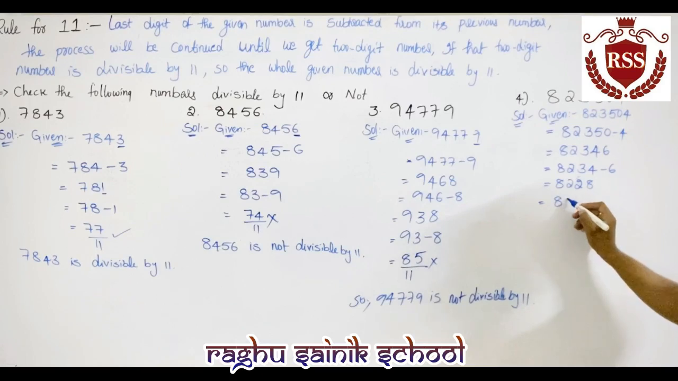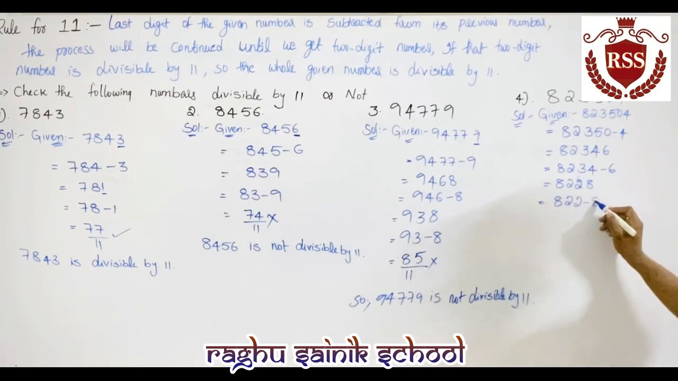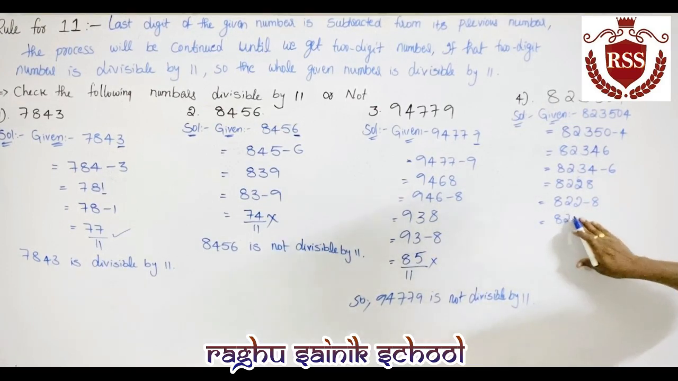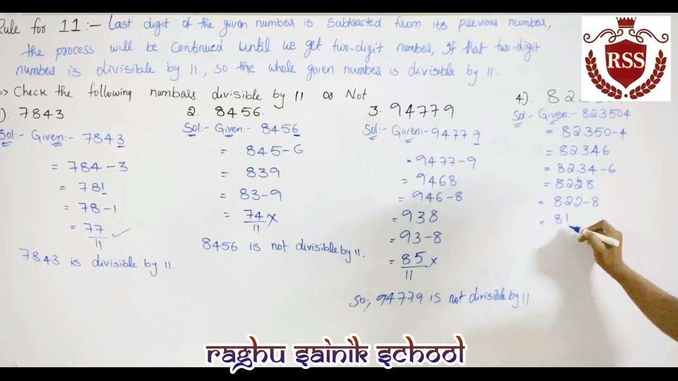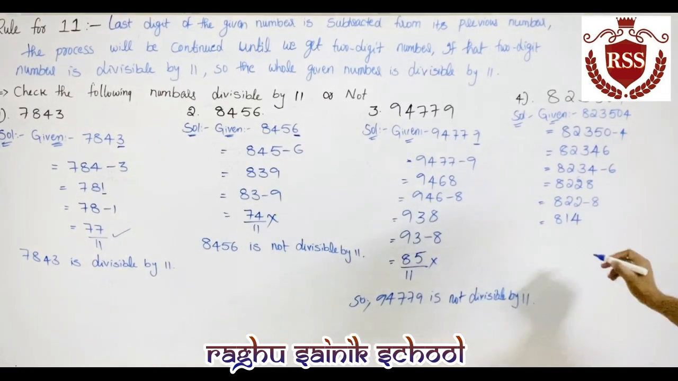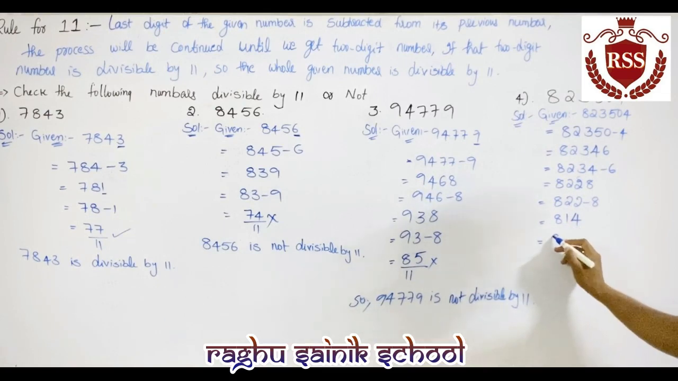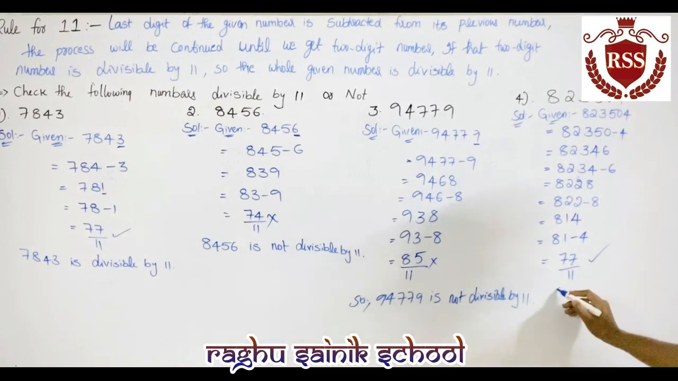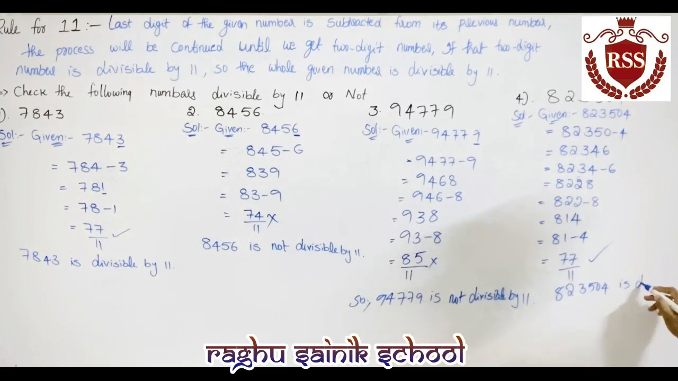Then again 822 minus 8, it will be 814. Next we subtract 81 minus 4, which will be 77. Right? 77 is divisible by 11, right? So 823504 is divisible by 11.